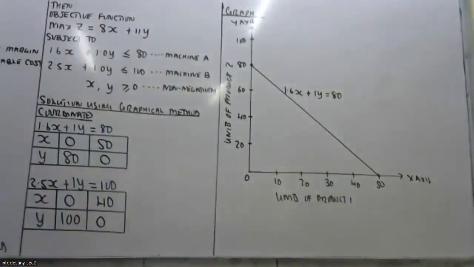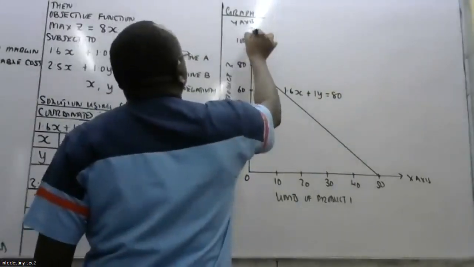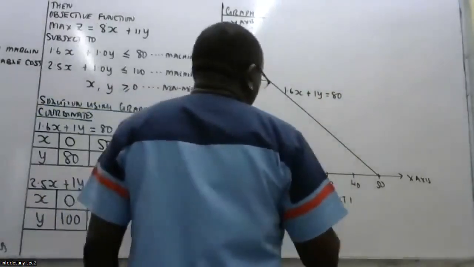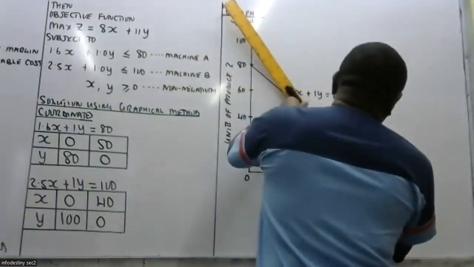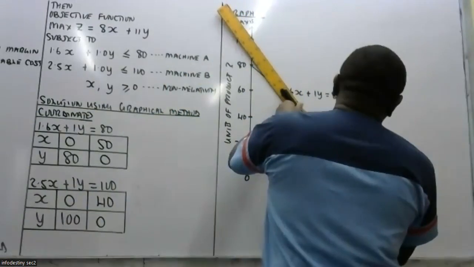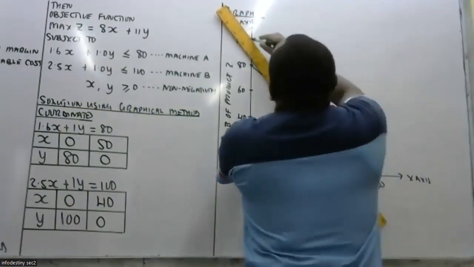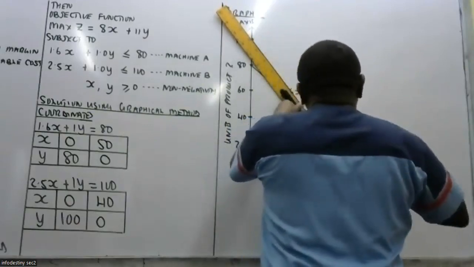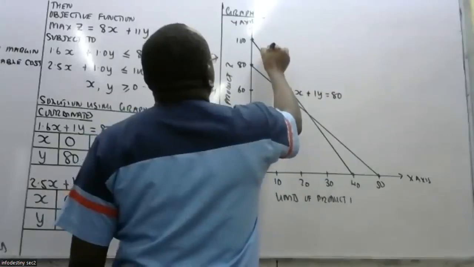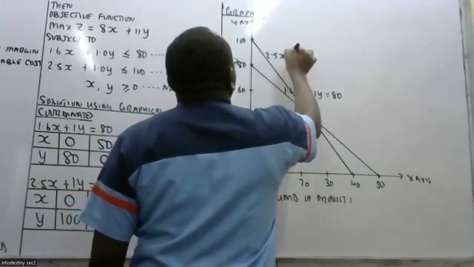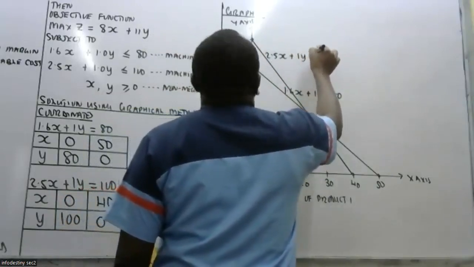Then you bring this other one, 100 and 40 here. Then this line is 2.5x plus 1y is equal to 100.